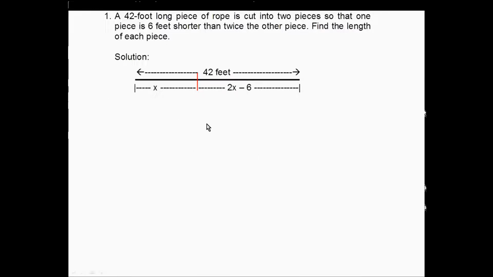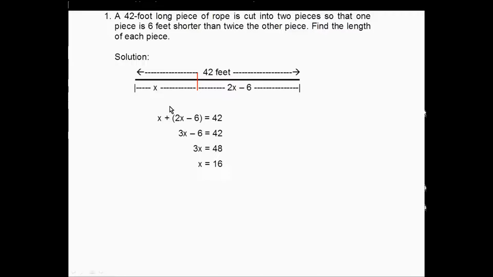Now when you add up the two pieces, it's supposed to equal the whole. So X plus (2X minus 6) is equal to 42. The parentheses aren't really necessary. They just separate the two pieces of rope. If I combine my x's, I'll have 3x minus 6 is 42. Add the 6. 3x is 48. Divide by 3. x is 16.